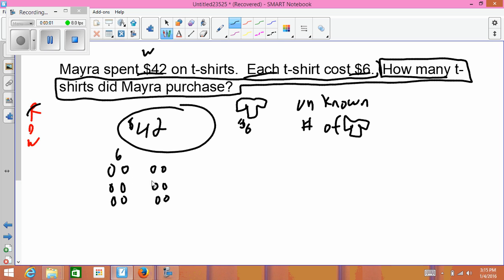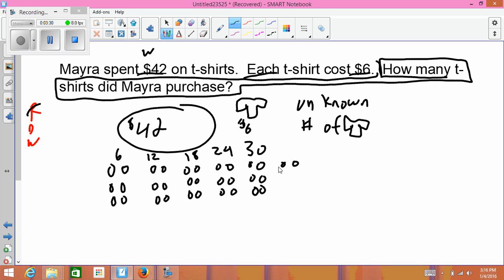So 6, 7, 8, 9, 10, 11, 12. Okay, I'm going to keep on counting up. What I'm going to pay attention to is how each group looks. When it looks like this group and this group, it means I've built 6. So 12, 18, 19, 20, 21, 22, 23, 24, 25, 26, 27, 28, 29, 30, 31, 32, 33, 34, 35, 36. I'm almost there. I spent 37, 38, 39, 40, 41, and $42.